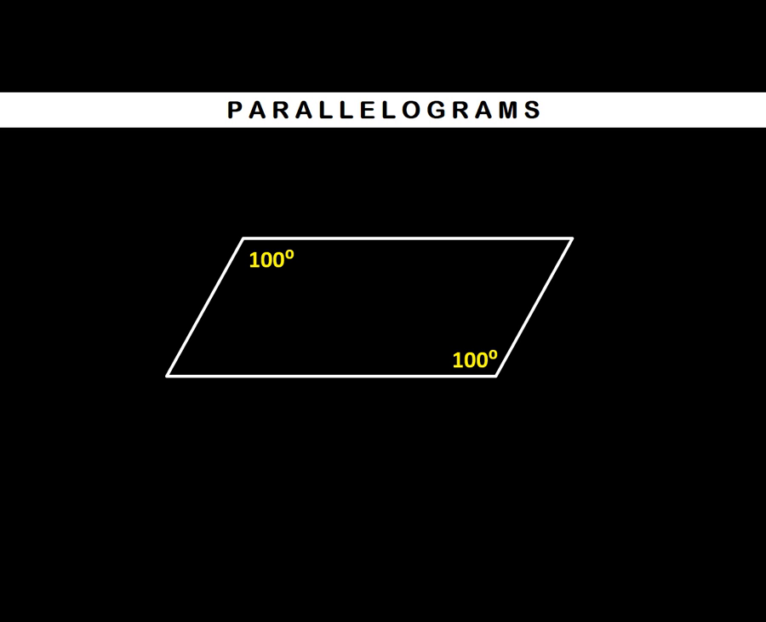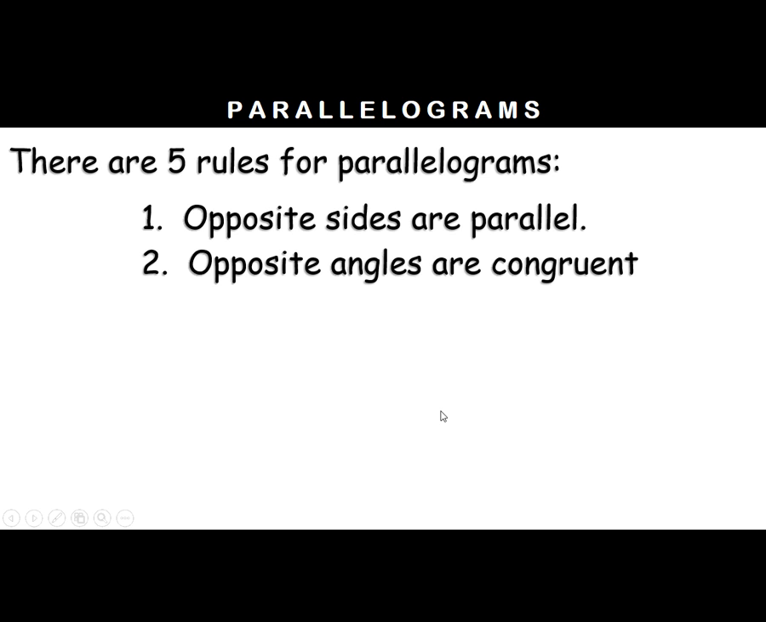And same thing with the other pair. If this angle is 80 degrees, you should be able to figure out easily that this angle up here in the upper right is 80 degrees as well. The opposite angles are congruent. The ones diagonal from each other have the same measures. That's rule number 2. Rule number 3 is connected to those angles.